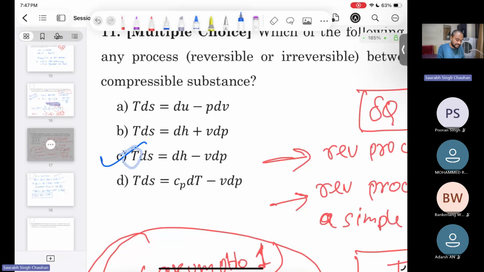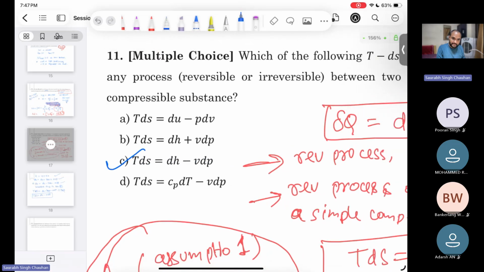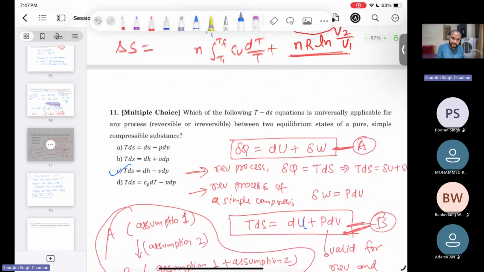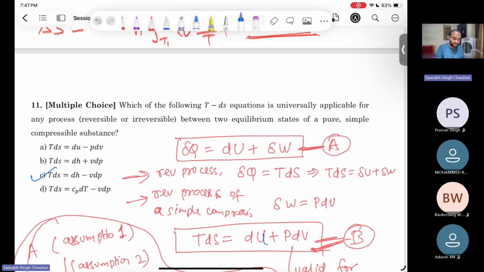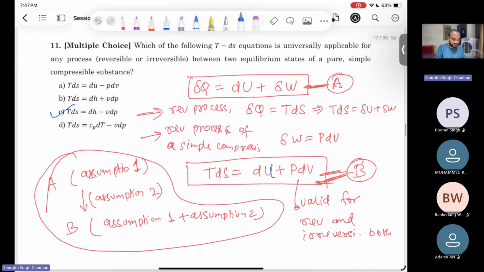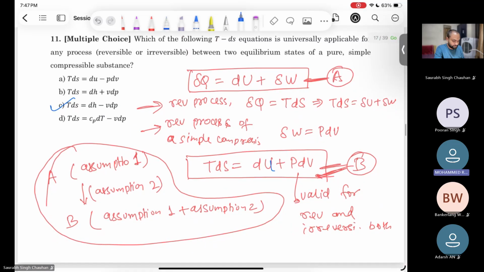Okay, T is a point function, entropy is a point function, V is a point function, P is a point function. All these variables are point functions. So this will depend only on the initial and final points, not the process in between. So it is valid for reversible as well as irreversible processes. Okay. Okay, sir.